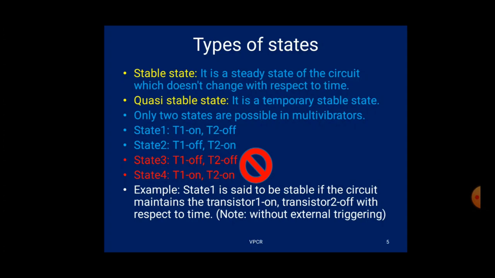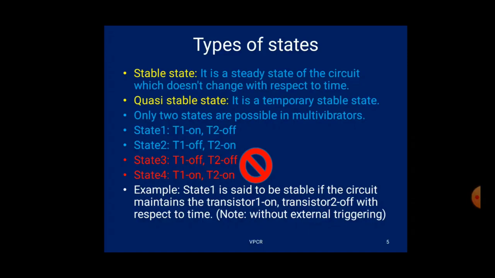Okay, and you have to keep one point in mind here: we are not giving any external triggering. External triggering is nothing but some kind of external disturbance to change the state. So here we are not giving any external triggering. When you are not giving any external triggering, if the circuit maintains the same state as time progresses, then you can call that state a stable state. That state might be state 1 or state 2, T1 on, T2 off.